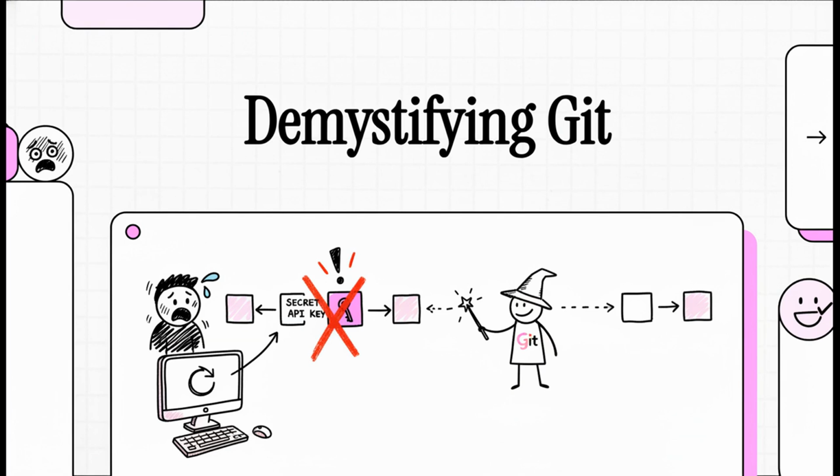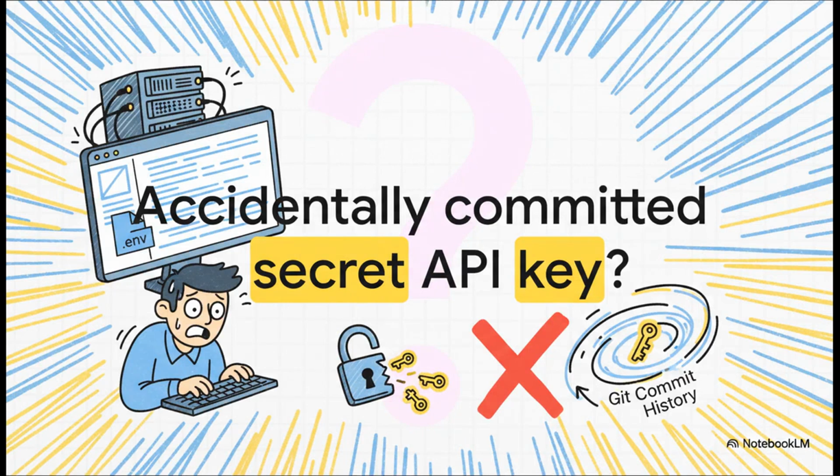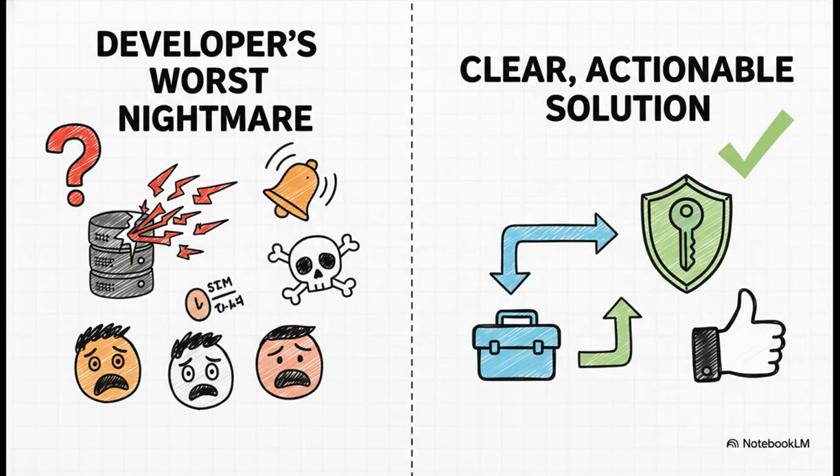mistake from history. So picture this, right? You're in the zone, it's late, and you finally push that awesome new feature. But then a cold sweat. You get that feeling. Wait, did I just commit the .env file with our secret API key? It's a classic mistake. Happens to the best of us. But believe me, it is solvable.